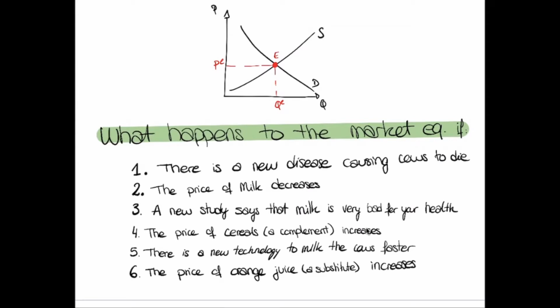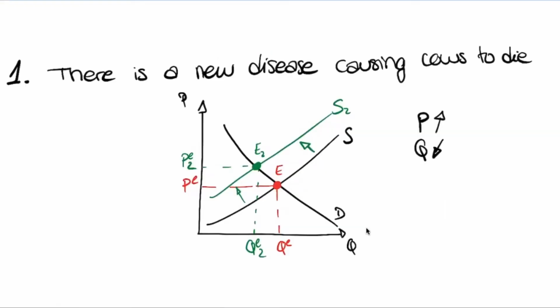All right. The first example was: what happens if there is a new disease causing cows to die? Well, this is shifting the supply to the left. This is decreasing the supply because obviously there will be fewer cows to produce milk. And what happens to the equilibrium? Well, this is our new equilibrium. Nothing happens to the demand. We see that the price increases and the quantity decreases.